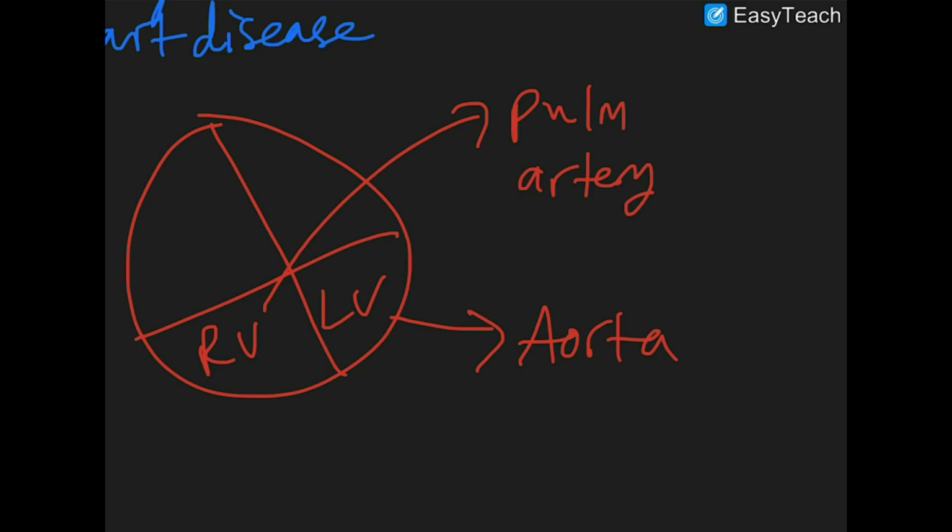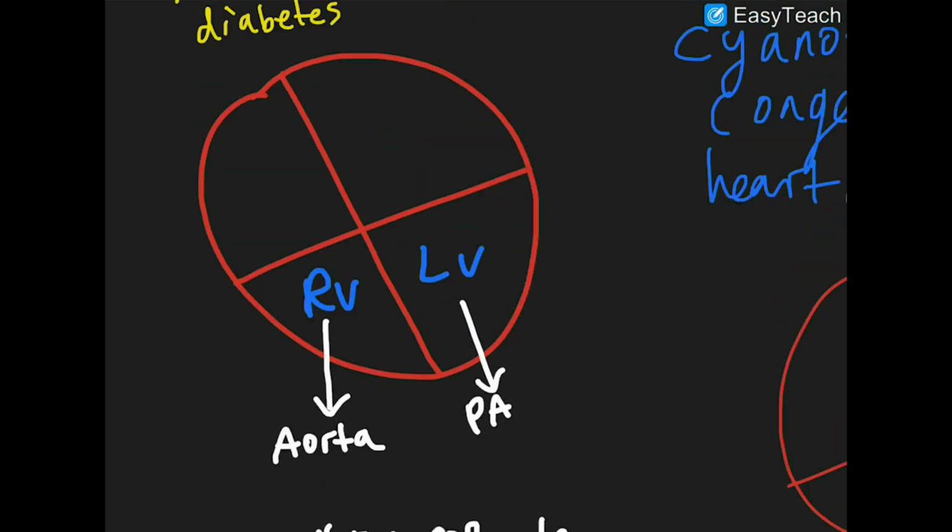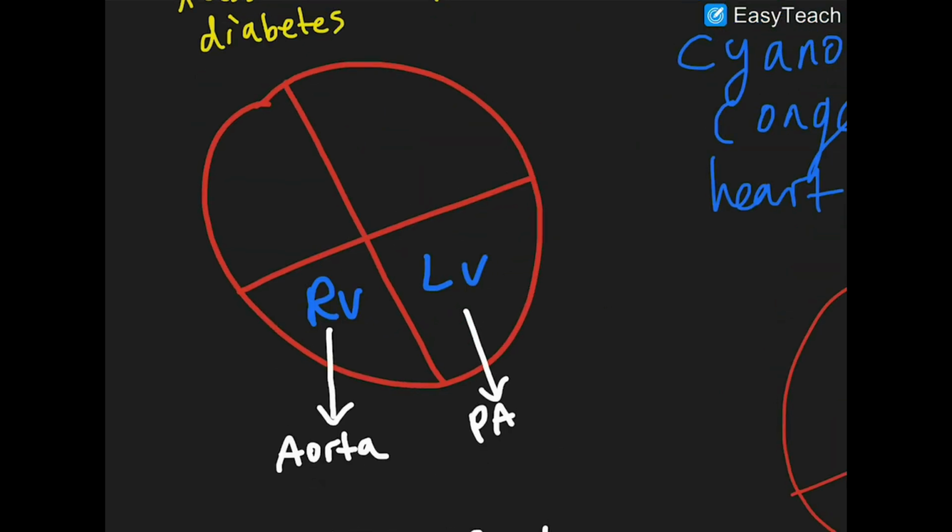In transposition of great vessels, what happens is due to an embryological reason. Remember, your aorticopulmonary septum has to spiral 180 degrees, but it doesn't. And because it doesn't, instead of your right ventricle feeding into the pulmonary artery and your left ventricle feeding the blood into the aorta, it switches. So once the baby is born and you were to do an echocardiogram, what you would see is the left ventricle is pumping blood to the pulmonary artery and the right ventricle is pumping blood to the aorta.